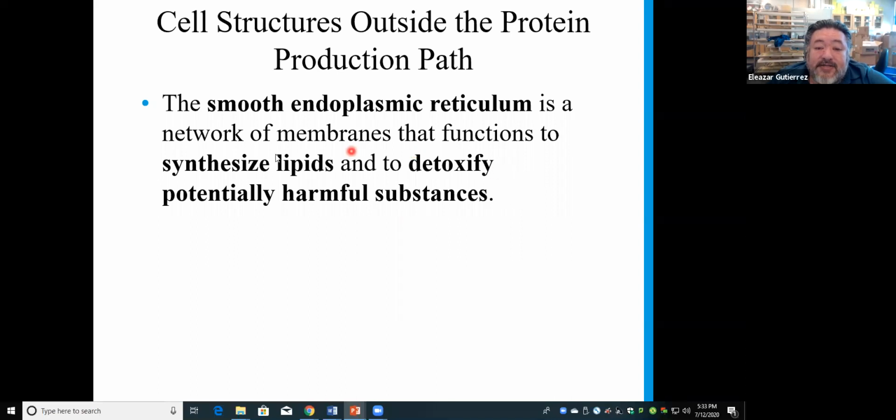And the reason for that is because the liver's hepatocytes are rich in this smooth endoplasmic reticulum, whose sole purpose is to void the body of toxic substances. Okay.